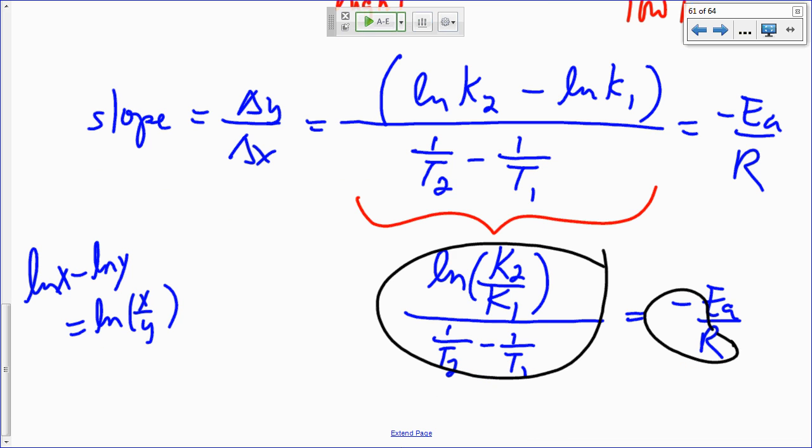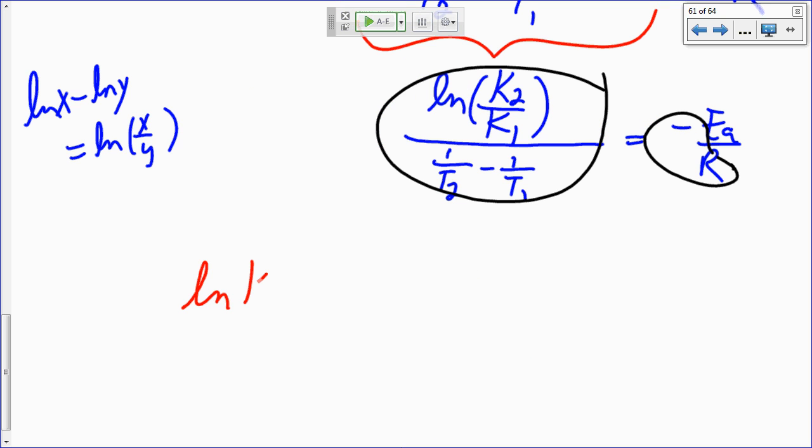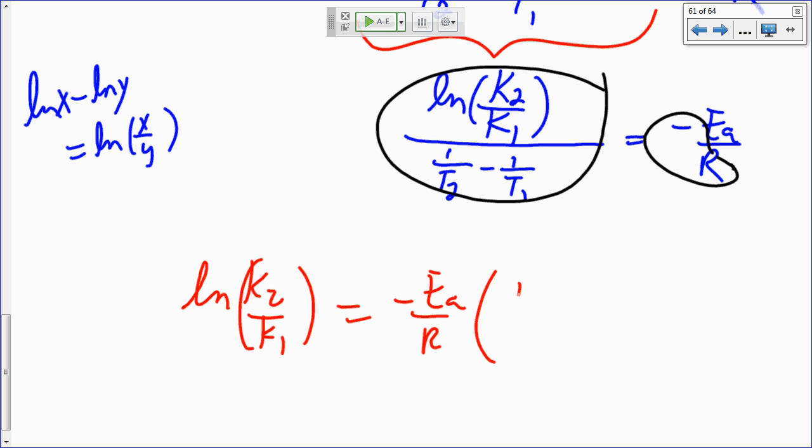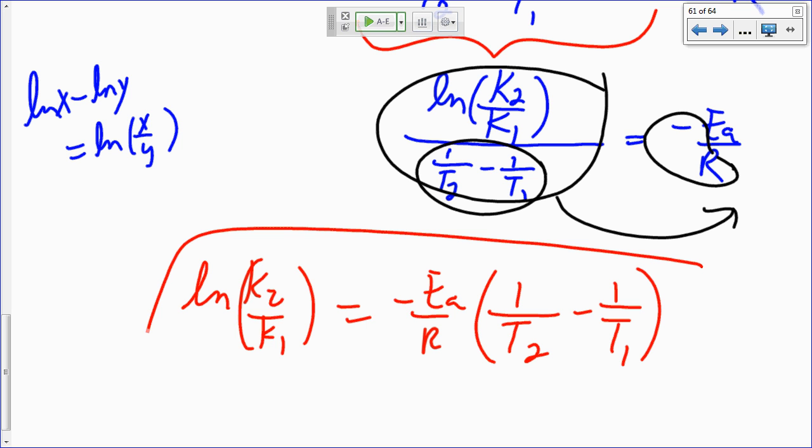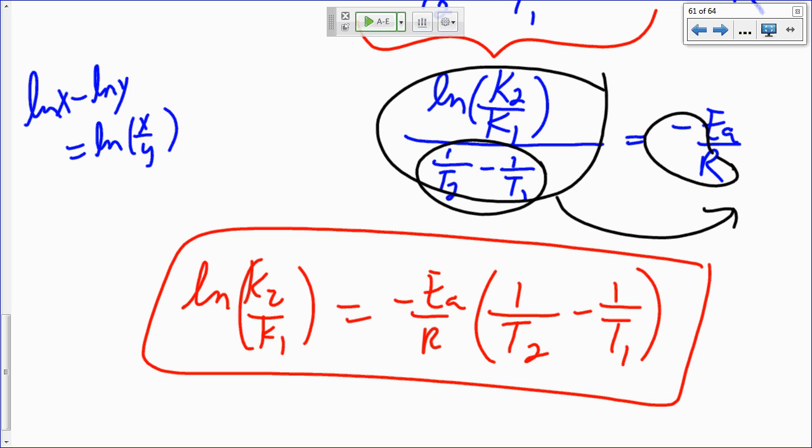Okay? Let's rearrange this equation into something you might see in your textbook. You'll see this written as ln of K2 over K1 equals negative E sub A over R. I'm going to move this thing right here over to the right side. So that's going to be 1 over T2 minus 1 over T1. So this is another form of the Arrhenius equation. Okay? So if you know K at T2 and K at T1, you can solve for the energy of activation. It's just negative R times the slope. Okay, so that's how you determine your energy of activation.